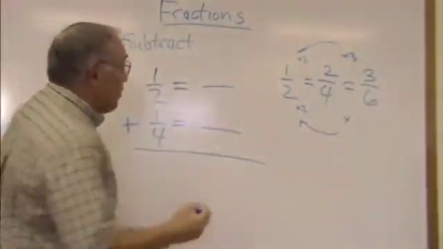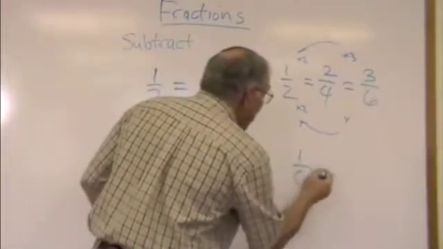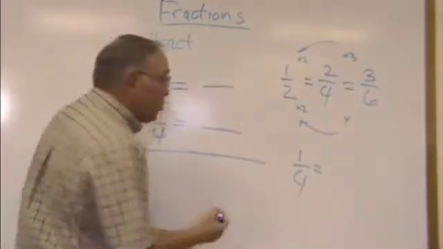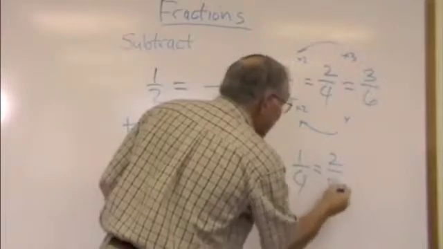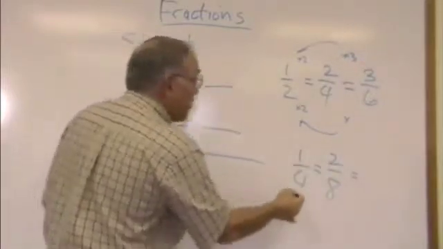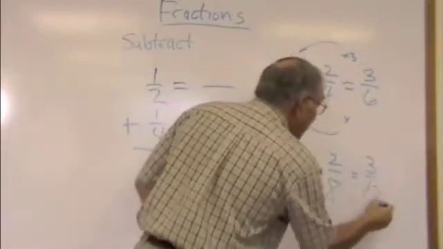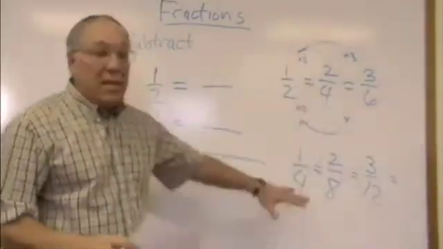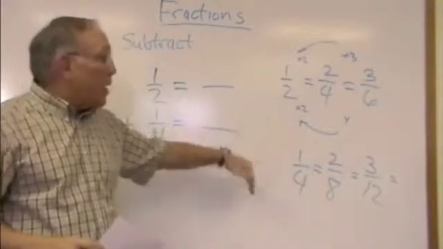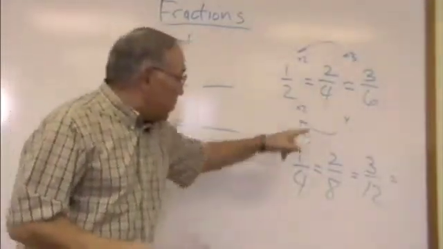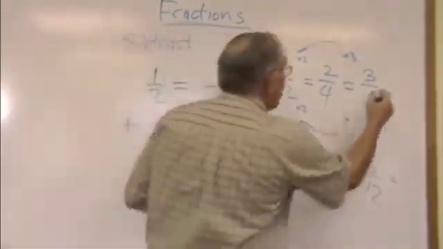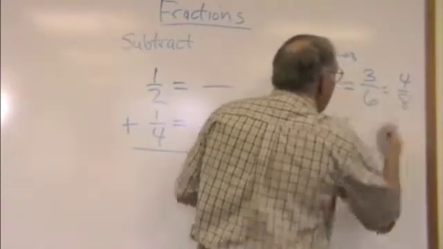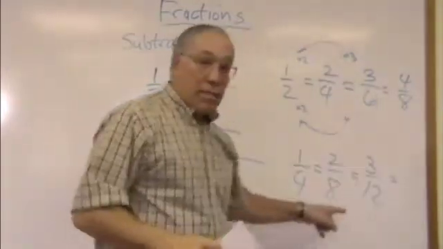We could do the same with 1/4. If I multiply both by 2, 1/4 could become 2/8. If I multiply both by 3, it could become 3/12, and so on. So I'm just going to try to find some fractions in these sets that have the same denominator, like these two, for example. I could have gone one more here to 4/8. 8 would have worked also.